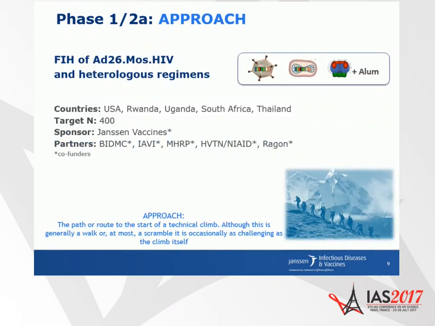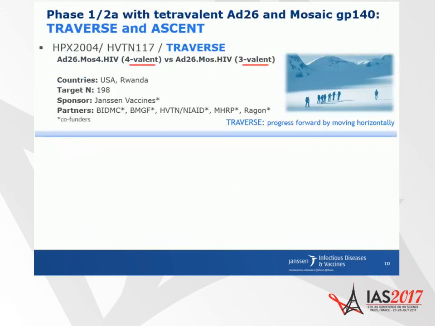So this is the design of approach. You can see here the elements, the components that were tested there, the countries that were participating. The target participant number was 400, so we had 50 individuals per vaccine regimen, vaccine arm that we tested. Janssen was the sponsor, and you can see here below the partners that were either funding or contributing with expertise and knowledge or with clinical sites and testing of clinical samples.